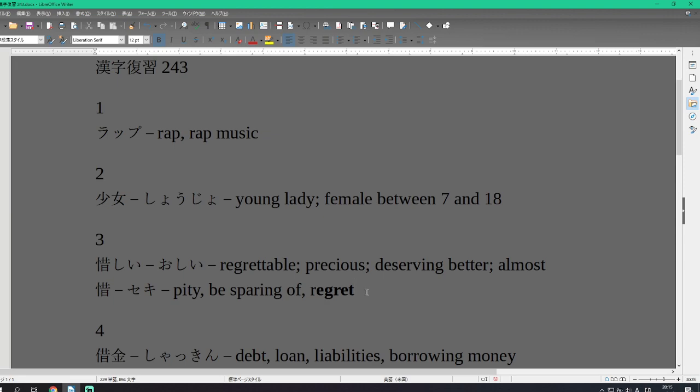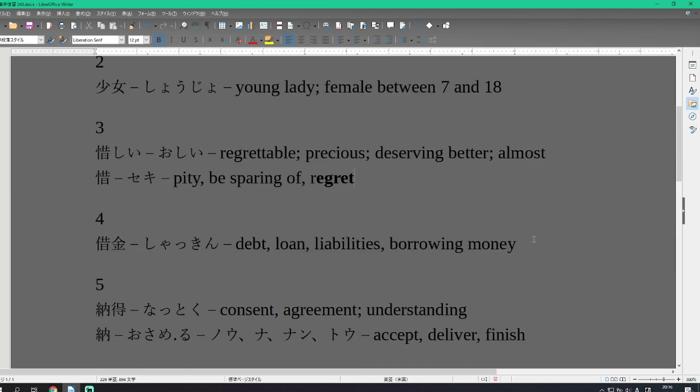Oshi is regrettable or pitiable. Oshi or seki is regrettable.